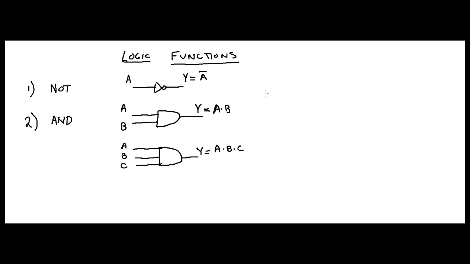Why don't you try this right now? Pause the video and draw the truth table, or write the truth table for the gate, and then turn it back on. Then we'll do it together. Okay. I assume you all gave it a go. Let's give it a try. So here, what are we doing? We're writing the truth table.